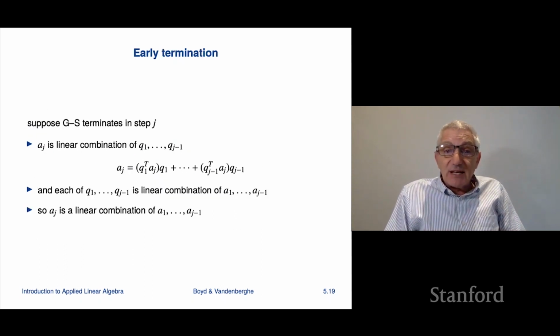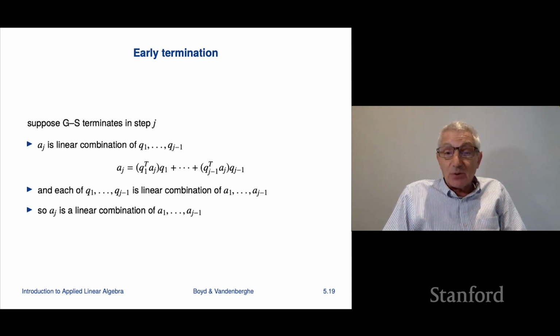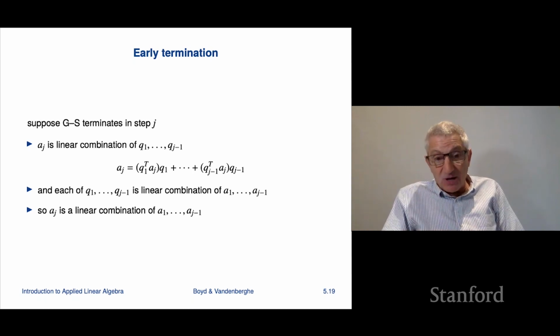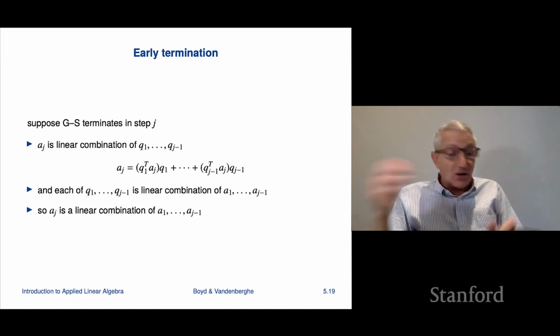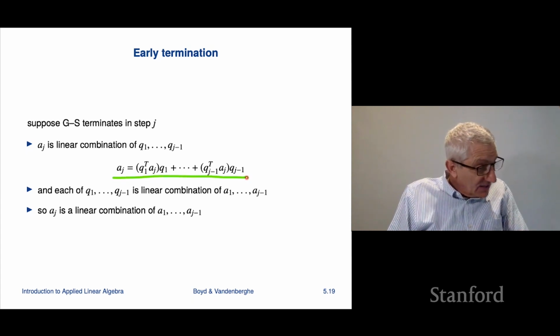Okay, we get to early termination. If it terminates in step j, what that says is that Q_j tilde is equal to 0. That means that when you took A_j, and when you subtracted the appropriate linear combination of Q_1 up to Q_(j-1) from it, you got 0. And that tells you actually that equality holds.